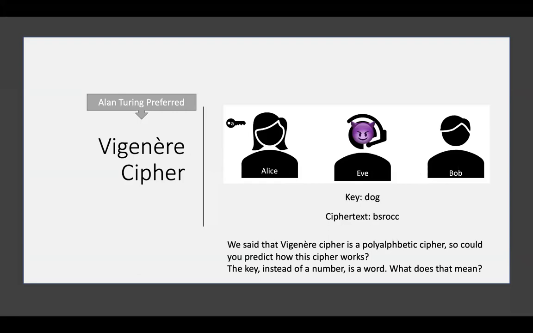We said the Vigenère cipher is a polyalphabetic cipher. So could anyone actually predict how the cipher will work? Also, a hint is the key, because the key is a word instead of a number. What does that mean? Anyone?